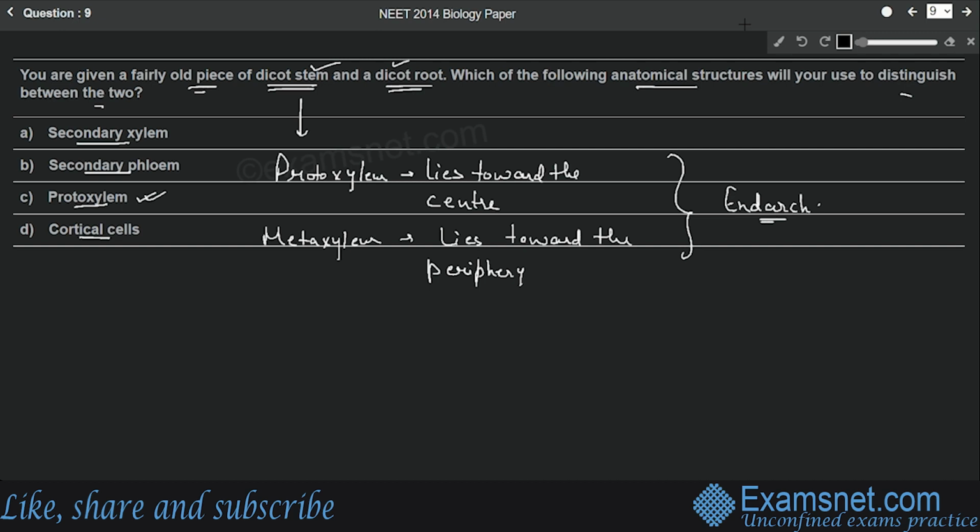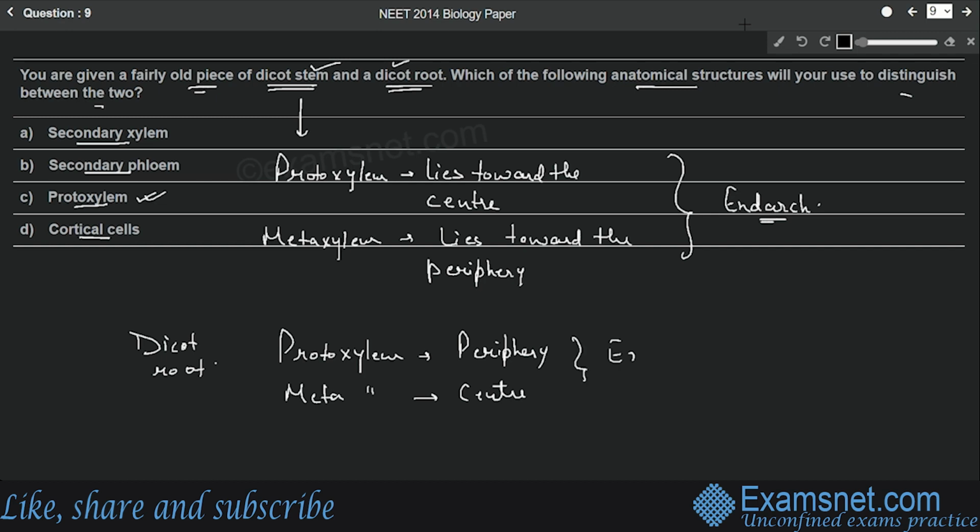Whereas if we talk about the dicot root, the case is just the opposite. That means in case of dicot root, the protoxylem lies towards the periphery, whereas the metaxylem lies towards the center. And this type of arrangement is known as exarch arrangement. So we can distinguish between the dicot stem and dicot root on the basis of the positions of protoxylem and metaxylem both. But since here metaxylem is not mentioned, only protoxylem is mentioned, option C will be the correct answer.